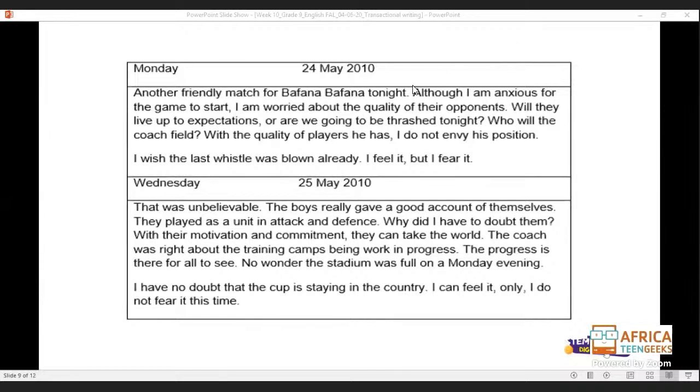Monday, 24 May 2010. Another friendly match for Bafana Bafana tonight. Although I'm anxious for the game to start, I am worried about the quality of their opponents. Will they live up to the expectations? Or are we going to be trashed tonight? Who will the coach field with the quality of players he has? I do not envy his position. I wish the last whistle was blown already. I feel it, but I fear it.